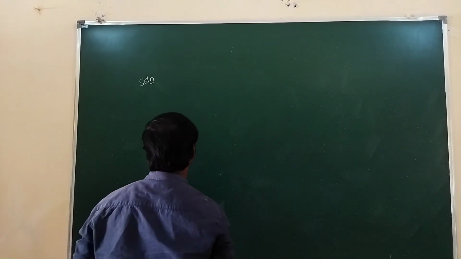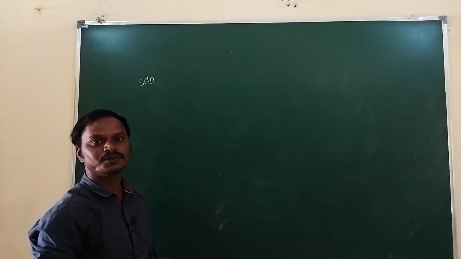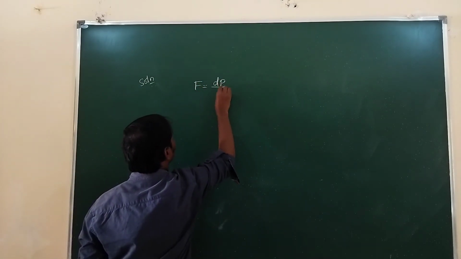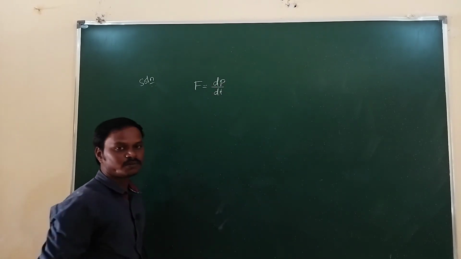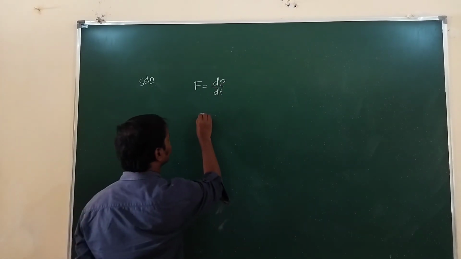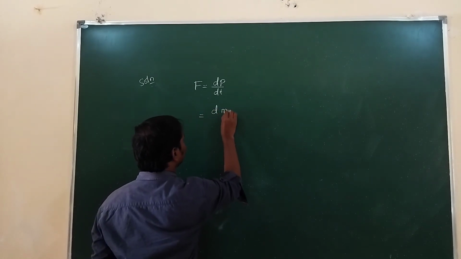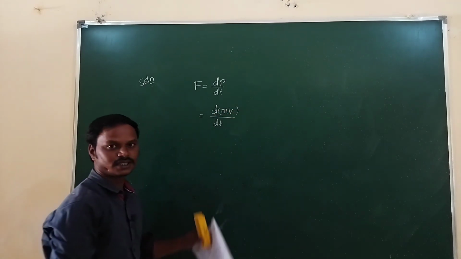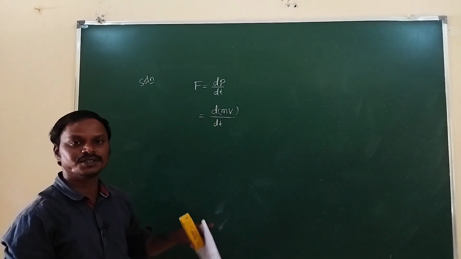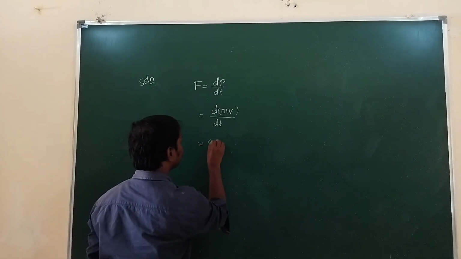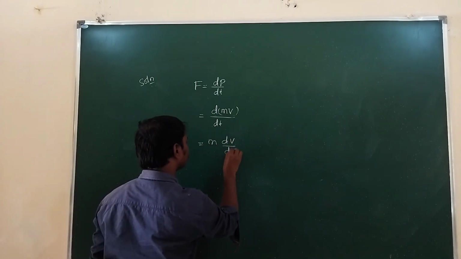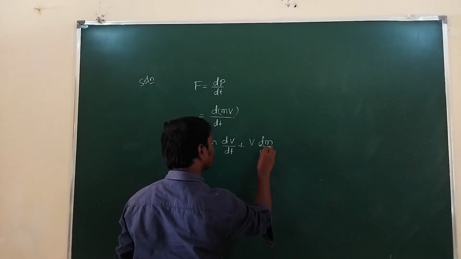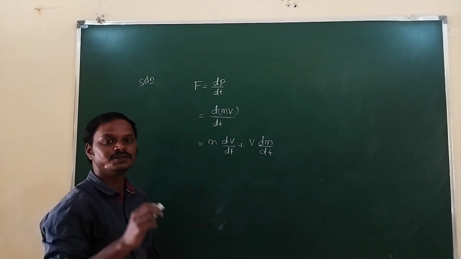So, solution for the given question. According to the statement of Newton's second law, force is equal to the rate of change of momentum, that is dp by dt. What is the expression for momentum? That is mass into velocity. Then d(mv) by dt. So, differentiation. Okay, here we are going to use the product rule. So, m taken outside, the rate of change of velocity, plus v taken outside, the rate of change of mass.